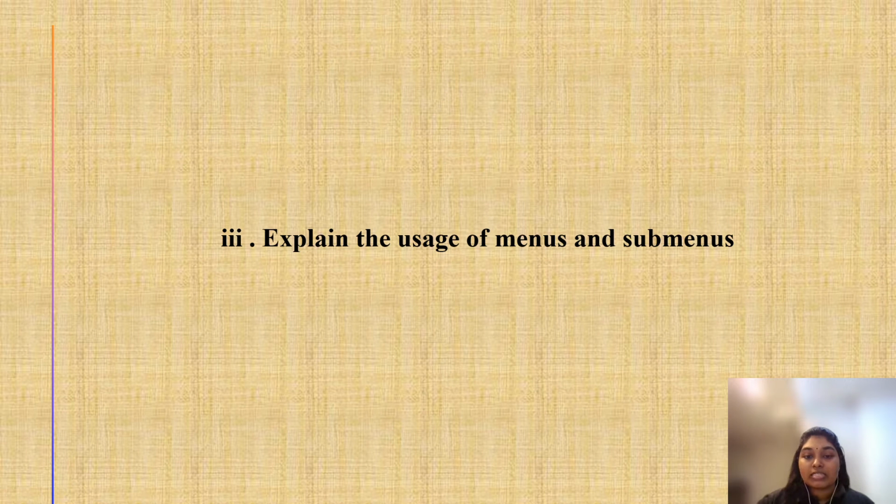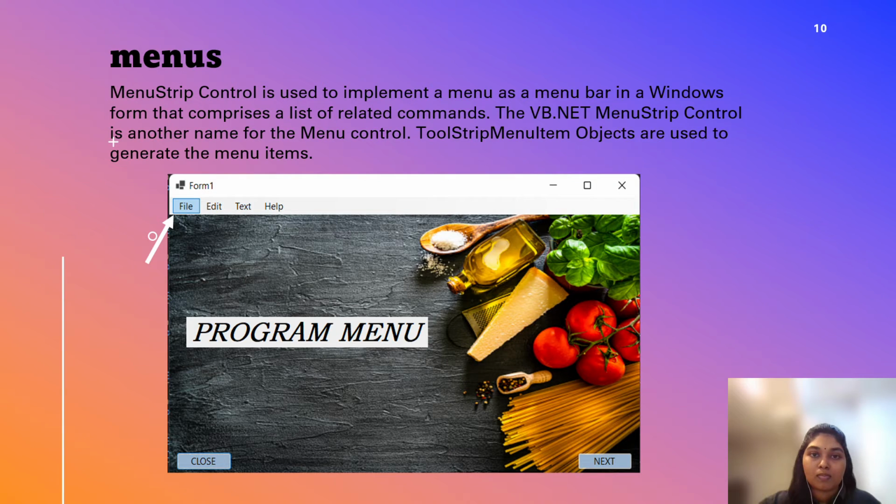Okay, question 3 is explain the usage of menus and submenus. Menus. Menu strip is a control used to implement a menu as a menu bar in a Windows form that comprises a list of related commands. The VB.NET menu strip control is another name for the menu control. Those strip menu item objects are used to generate the menu items. The image shows that this is our project. We have done the menus.